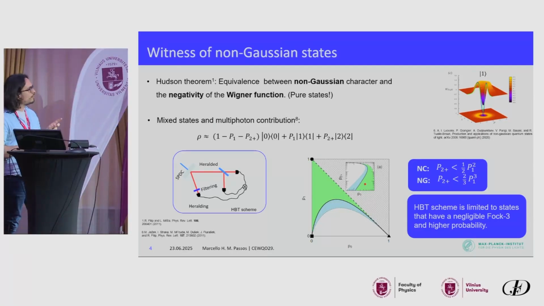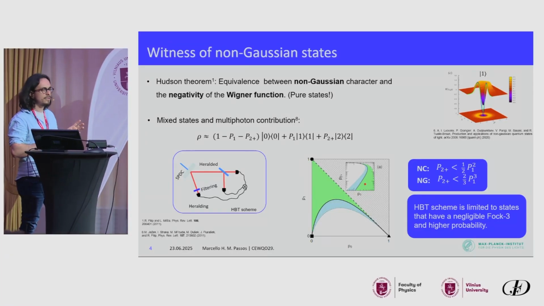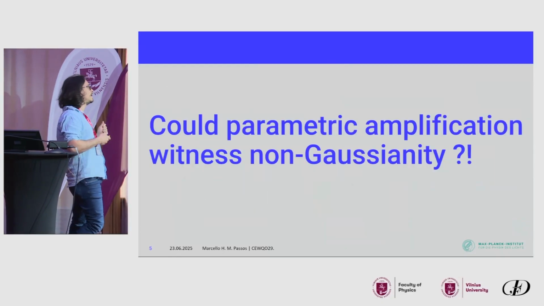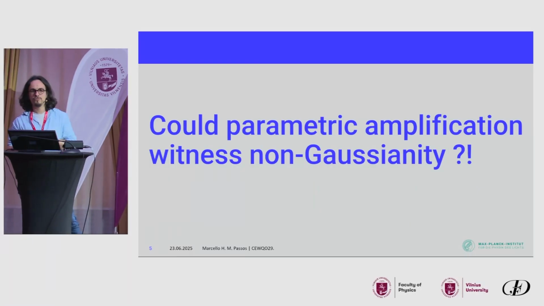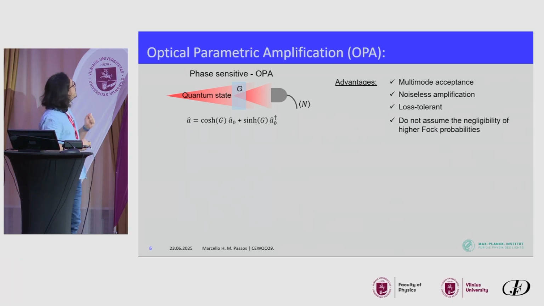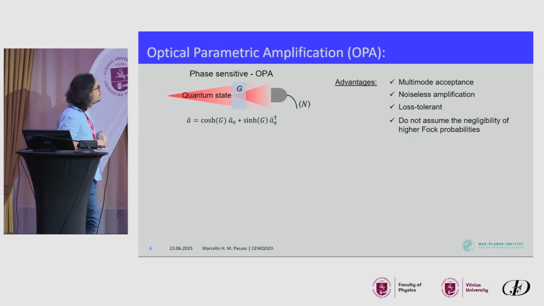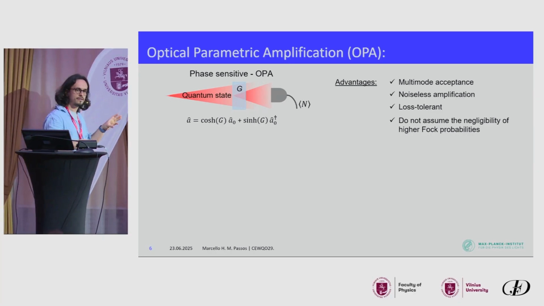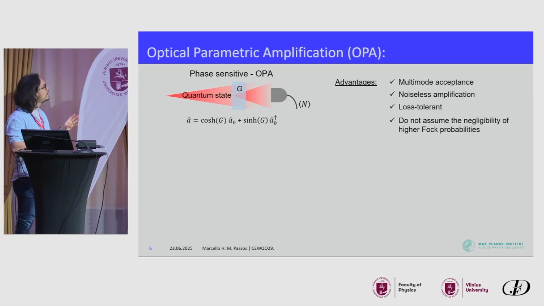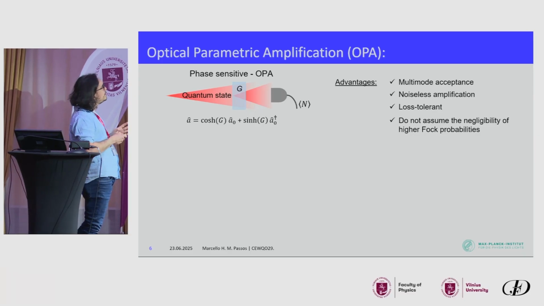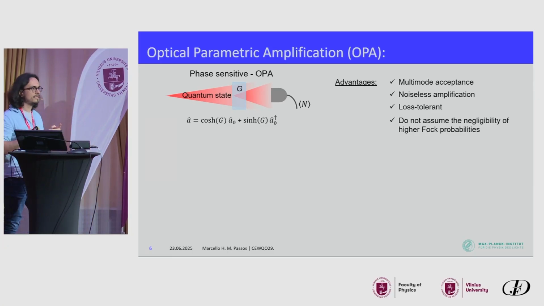However, this experimental scheme is limited to Fock 3. So then came the idea of how parametric amplification could be used to witness non-Gaussianity. Before answering, let me briefly introduce optical parametric amplification, which was discussed before. Here, I just want to stress that parametric down conversion, for instance, is one example of a parametric amplifier. And what a parametric amplifier does is amplify. That's the main idea. So we amplify and we measure by direct detection the mean number of photons.